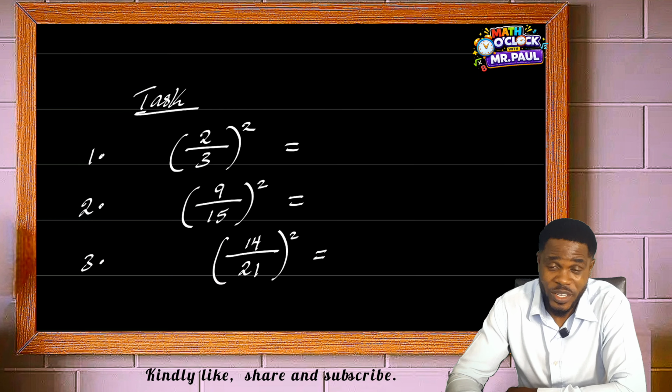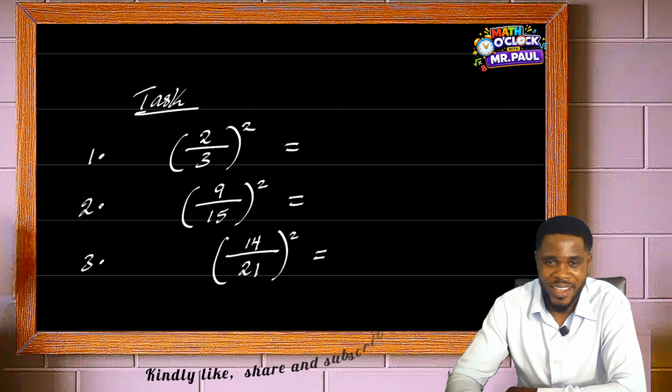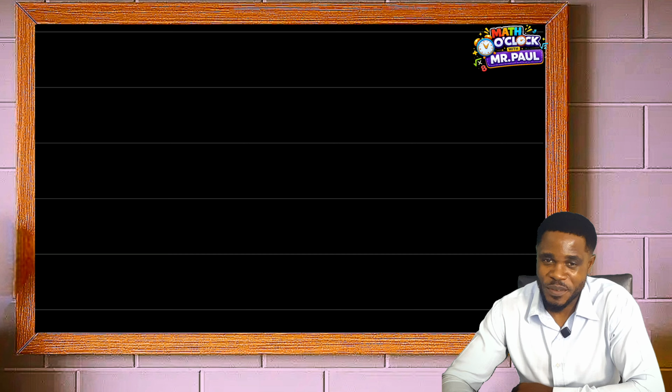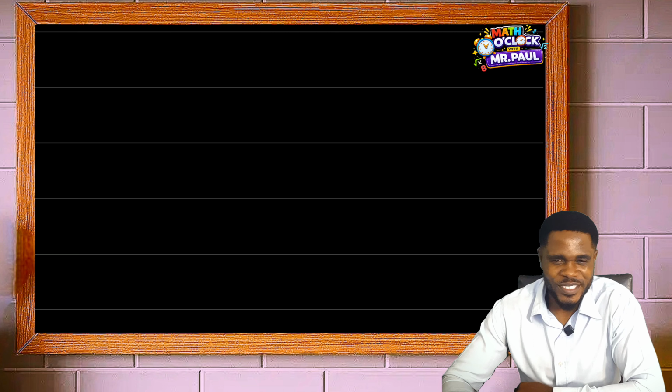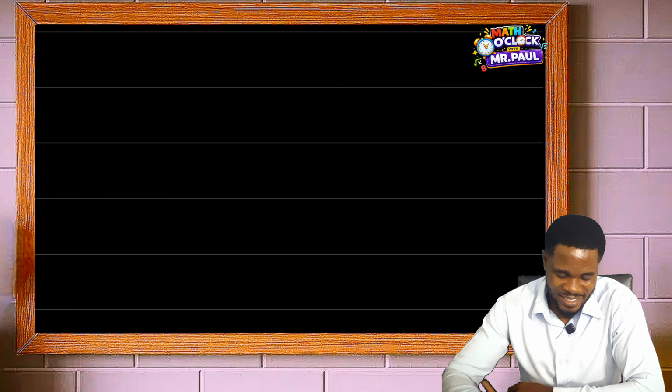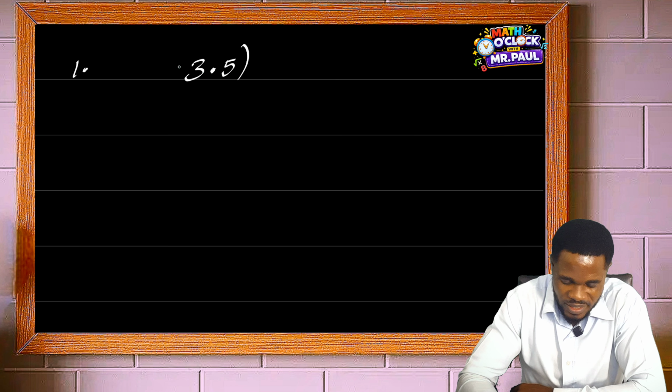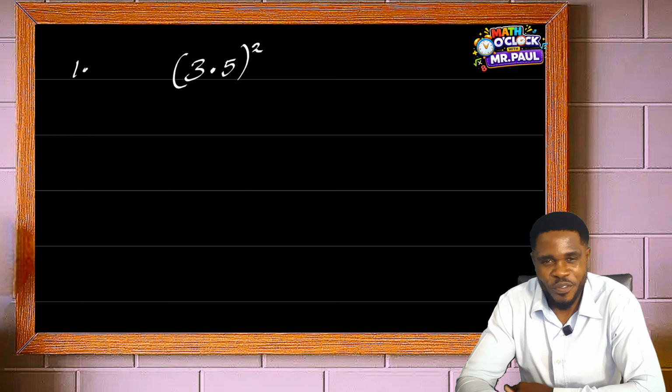as we prepare to dive into the next section, where we're going to be looking at the square of decimals. Once again, you're welcome from solving the previous ones. So now we're going to be looking at the square of decimals. And today we'll be using the example 3.5. What is the square of 3.5?